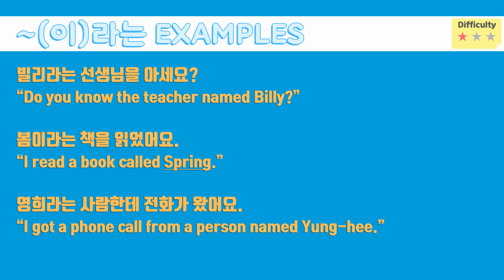빌리라는 선생님을 아세요? Do you know the teacher named Billy? 봄이라는 책을 읽었어요. I read a book called Spring. 영희라는 사람한테 전화가 왔어요. I got a phone call from a person named 영희.